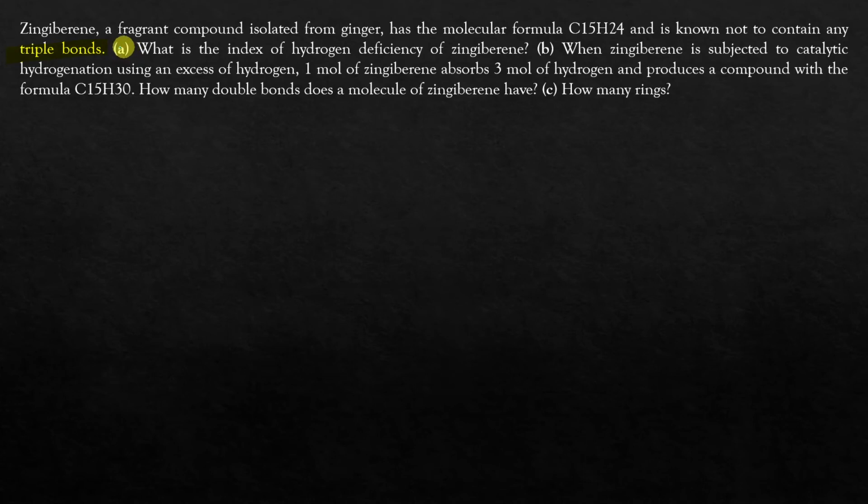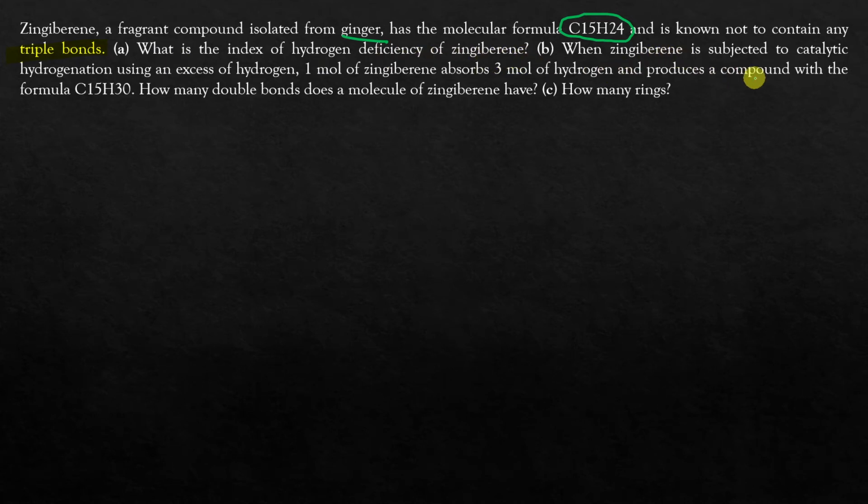Now there is another question about zingiberine. Maybe I pronounce it wrong. This zingiberine is a fragrant compound isolated from ginger. It has a molecular formula of C15H24 and it is known not to contain any triple bond. So this compound does not have any triple bond. The question is, what is the index of hydrogen deficiency of this compound?